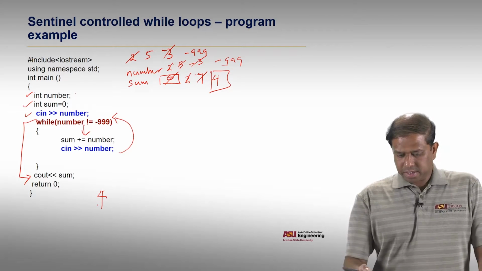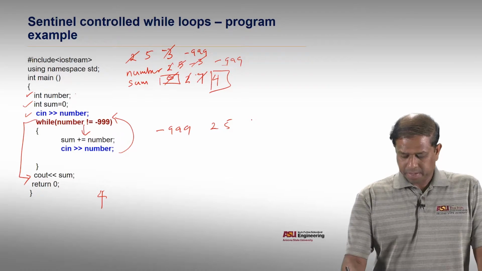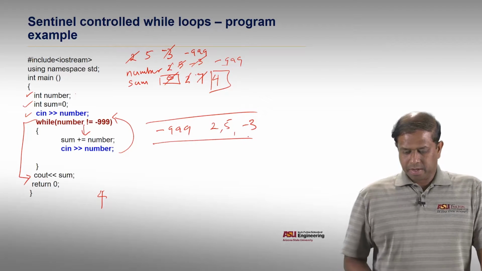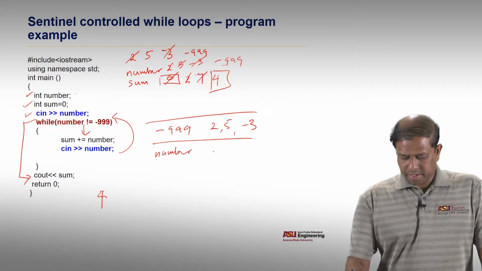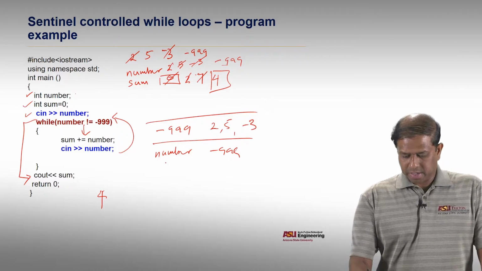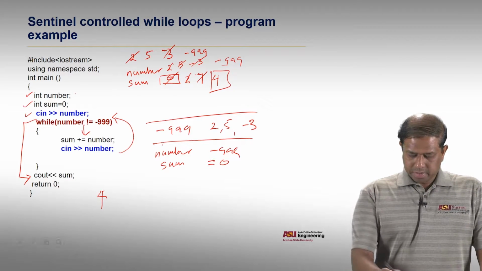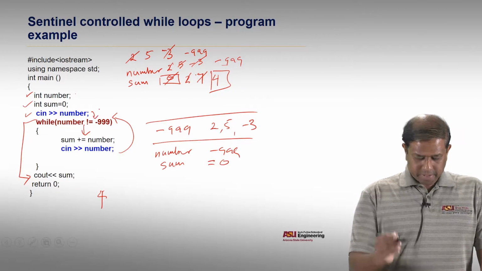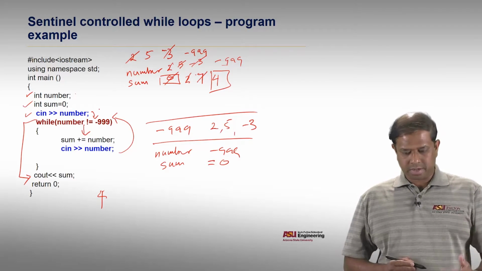So let's take a situation where the very first number happens to be minus 999. So let's say we have this sequence. Now in this case, the first number that we are reading is minus 999, so sum equals 0. Now we come here after reading the first number, so number not equals to minus 999 fails right away.